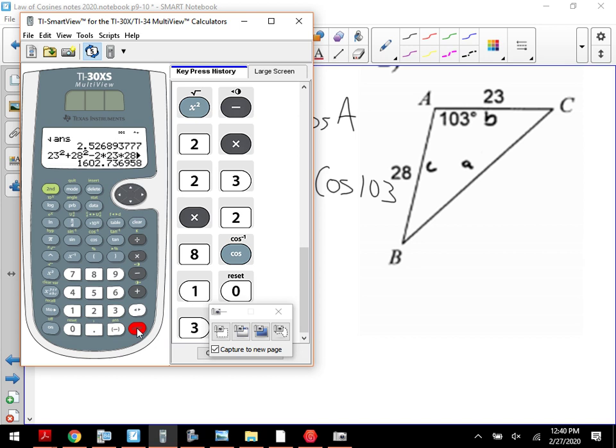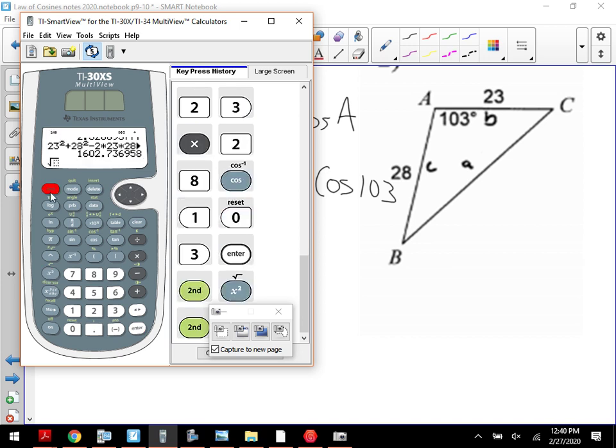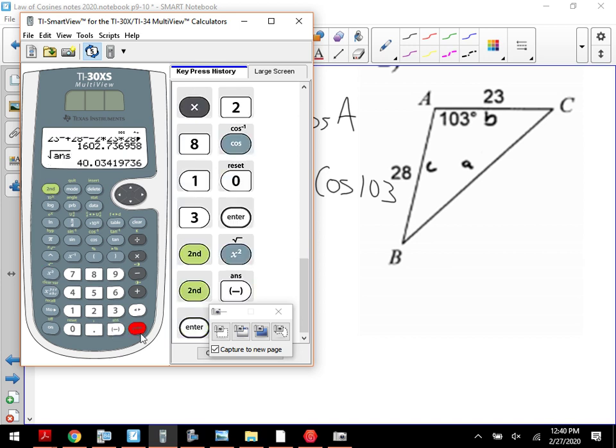And hit enter. You get some crummy decimal. That crummy decimal is equal to a squared. When you're trying to find the side length with law of cosines, you have to take the square root of all of that junk. Square root, answer, and little a is now 40.03. Okay. So once you get that side, now you've got your angle and your side opposite.